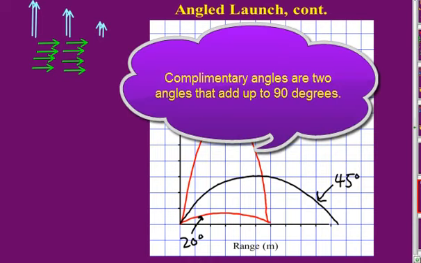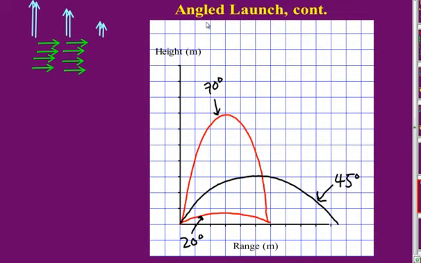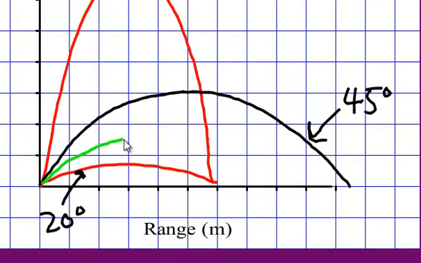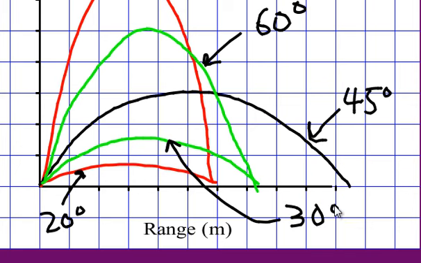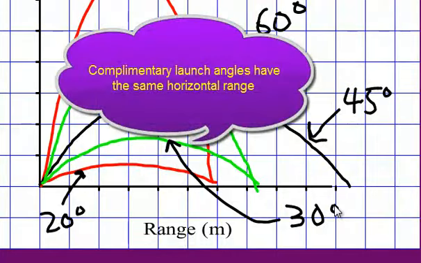Maybe just for kicks, we could put one more in here. Let's color it something different. Maybe something like this. That's less than 45, so maybe 30. And then 60 would look like that, maybe. So we have this as 60 degrees and this as 30 degrees. Complementary launch angles yield the same horizontal range.